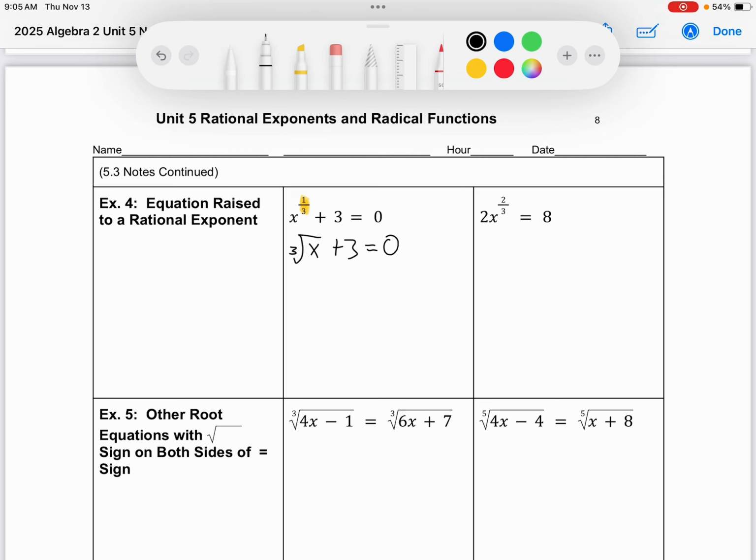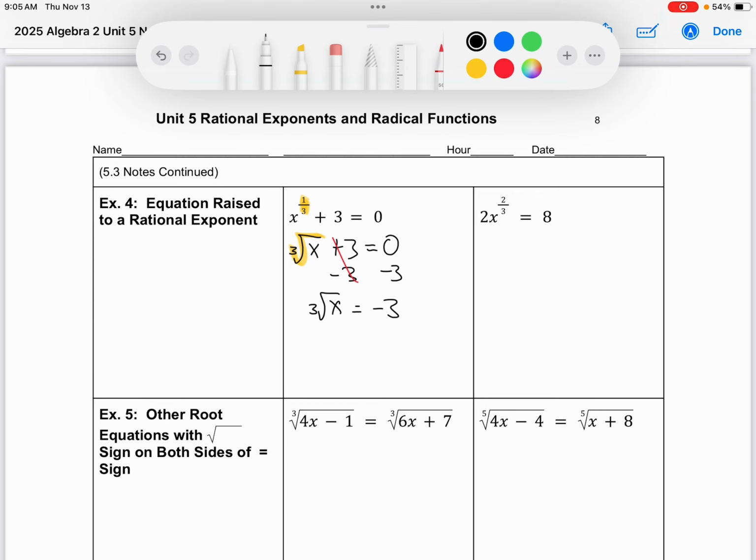And if you remember back to the very first thing we said at the beginning of this lesson, is that we need to isolate the radical first. So we need to get this cube root of x by itself before we can do anything else. So what that means is I need to subtract 3 to cancel it out from this side, get it to the other side before we can do anything else. So this is going to give me that the cube root of x is equal to 0 minus 3 is negative 3.